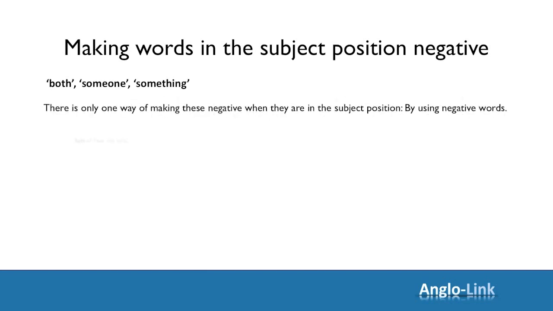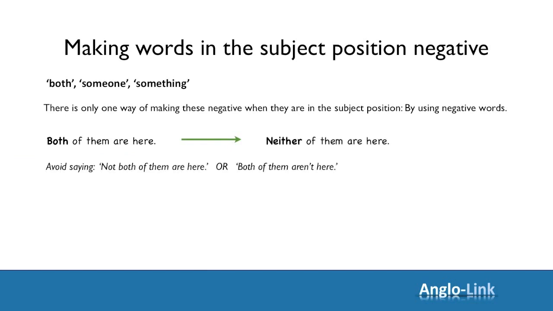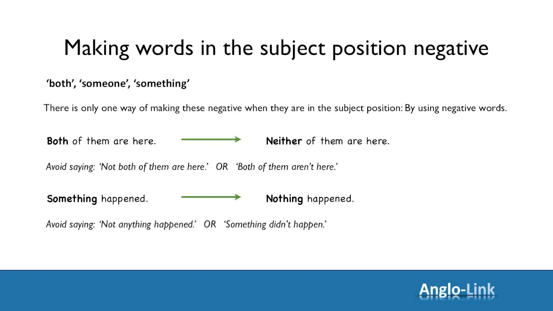For example, both of them are here. The negative sentence for this will be neither of them are here. Or something happened. To make this negative, use the negative expression, the opposite of something, nothing happened. Avoid other forms of negatives because they won't mean much to your listener.